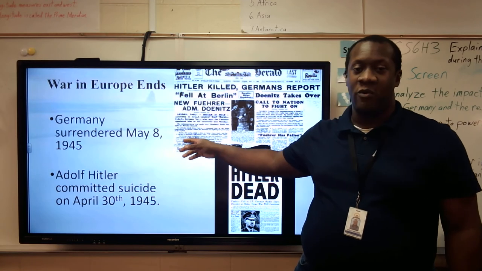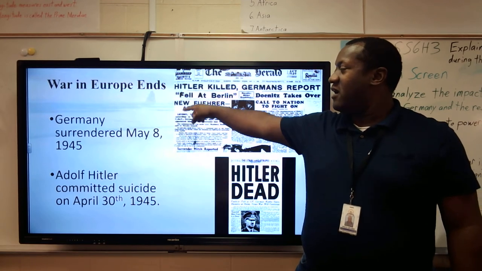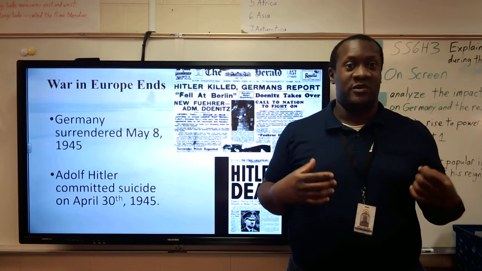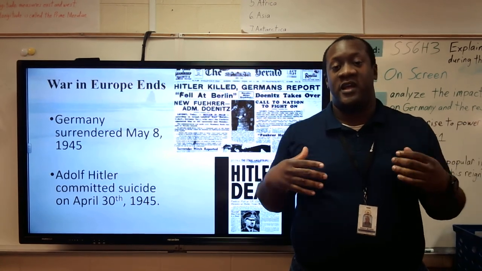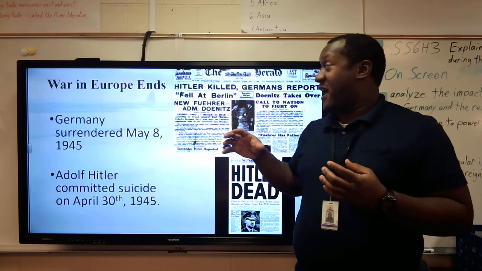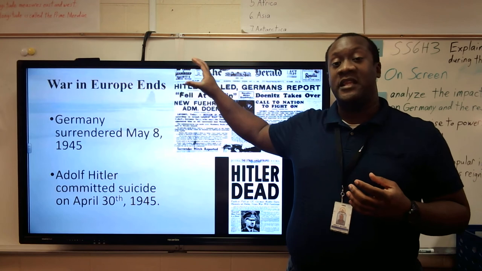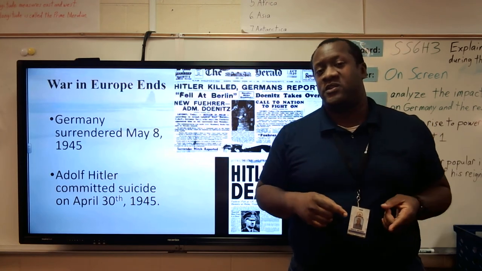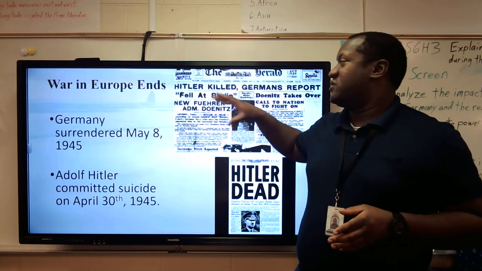So a little over a week before Germany surrenders, Adolf Hitler did not want to be taken alive by the Soviets or the Americans. So he goes ahead and commits suicide before anyone can capture him. And that ends World War II in the European theater. All right, as I said, seventh grade, we'll talk about the Pacific theater, but that ends World War II in the European theater.